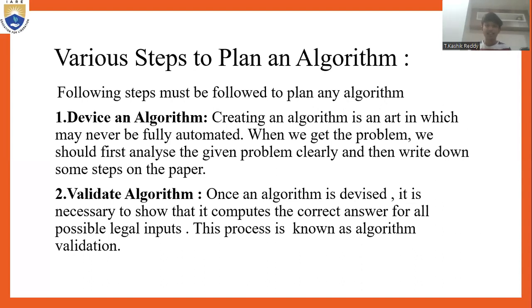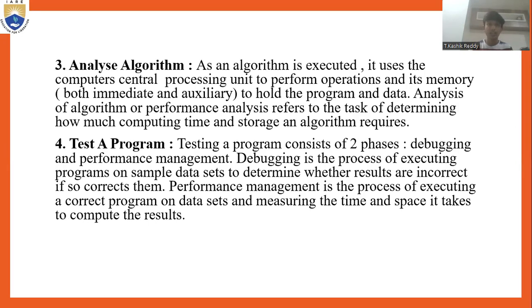Next, validate the algorithm. Once an algorithm is devised, it is necessary to show that it computes the correct answer for all possible legal inputs. You have to validate the algorithm, meaning when it computes, it should give a correct answer for all possible legal inputs. This process is known as algorithm validation. Next, analyze: how do you analyze an algorithm? As an algorithm is executed, it uses the computer's central processing unit, the CPU, to perform operations on its memory, both immediate and auxiliary.